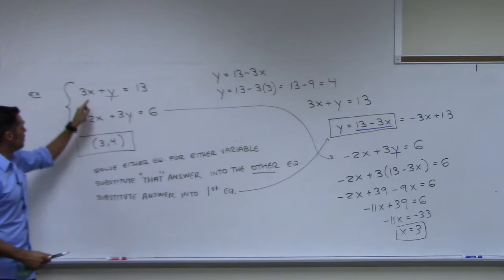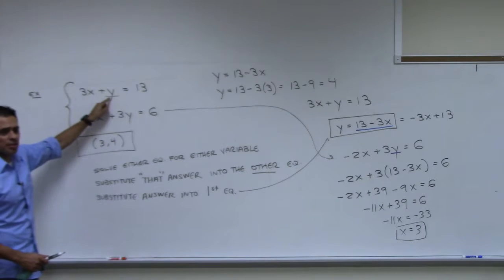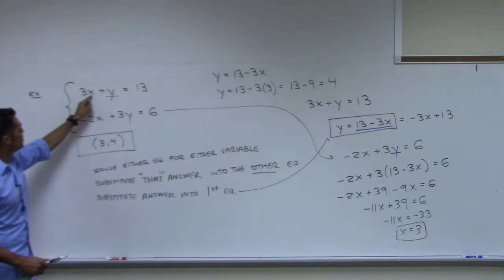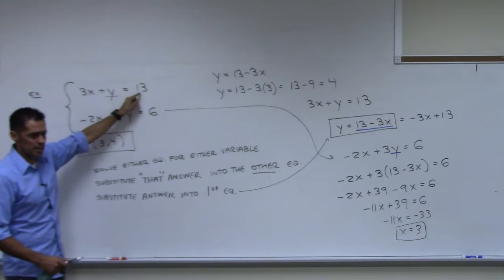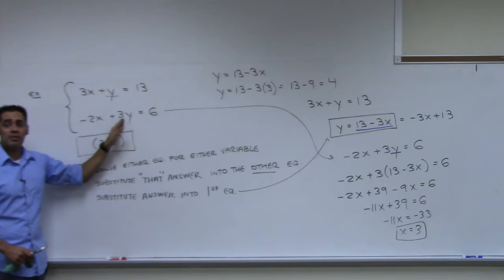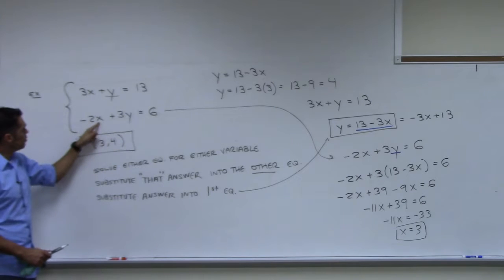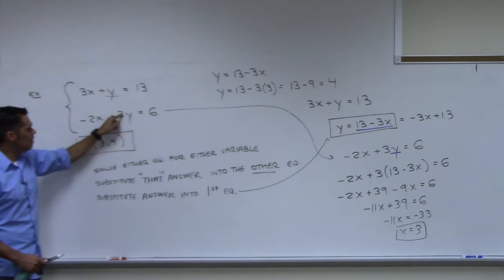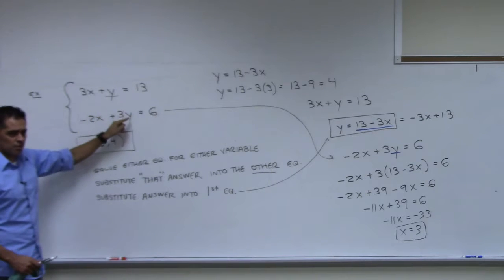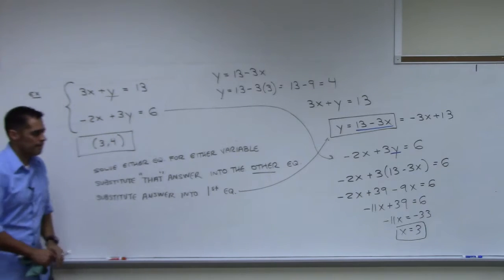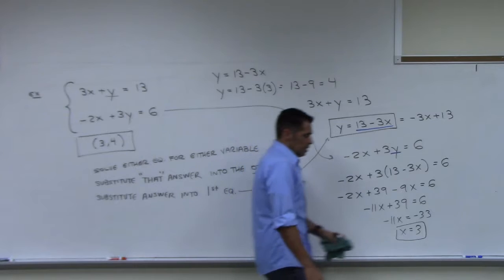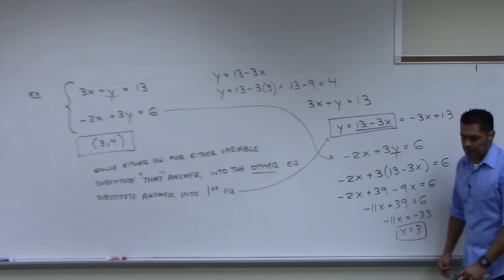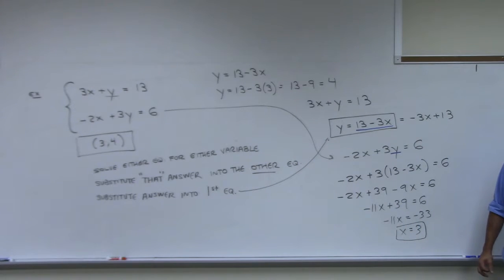That means if I plug 3 in here and 4 in here, I should get 13. So 3 times 3 is 9, plus 4, that's 13. But if I do 3 and 4 in here, I should also get 6. So 3 here would give me negative 6. 4 here would give me 12. Negative 6 plus 12 is 6, so it works. Okay, that's it. That's the way it's done.